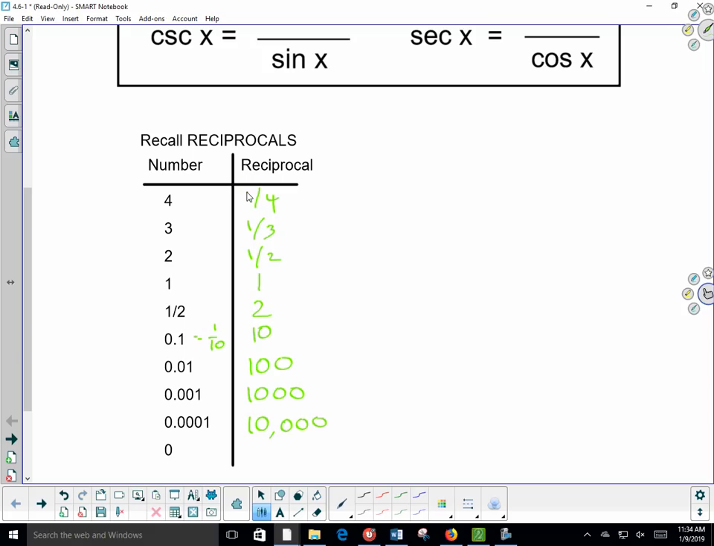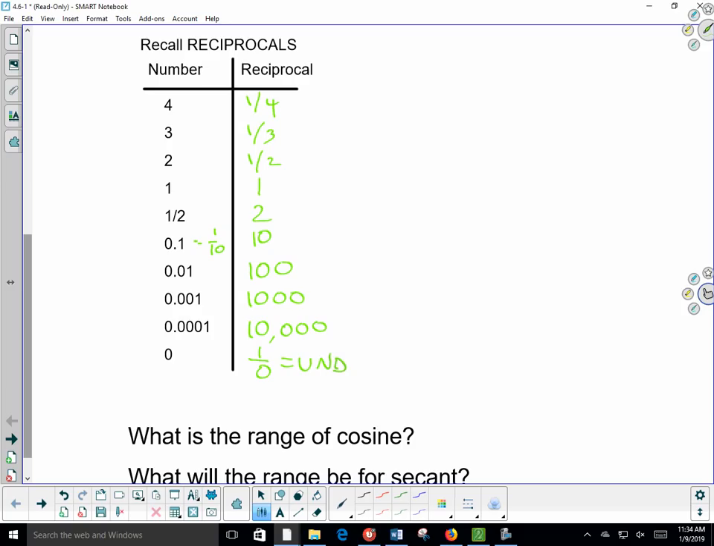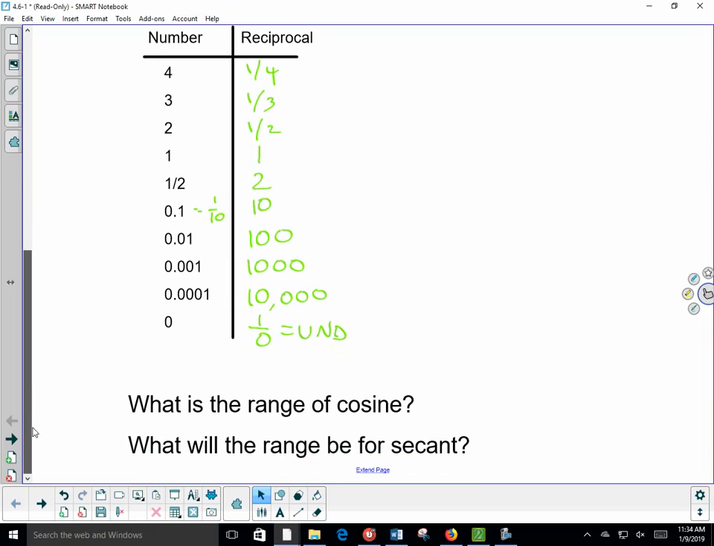But what's the reciprocal of 0? Well, the reciprocal of 0, 1/0, is undefined. Right? So when we have undefined as a value for the graph, then we are not going to be able to plot a point at that point. All right. So let's back up though and talk about the range.